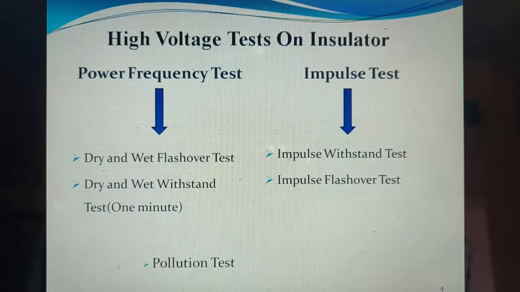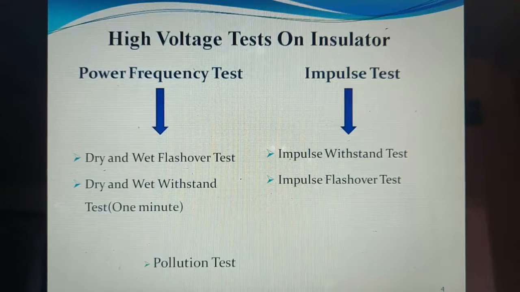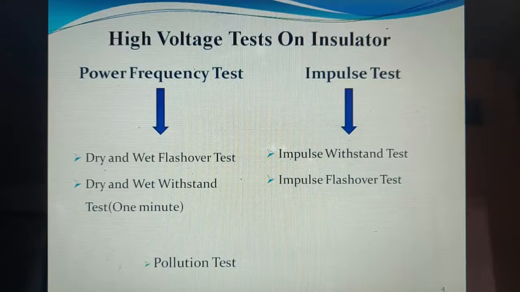Next we are going to discuss the power frequency tests. The first test is the dry and wet flashover test. In this test, AC voltage of power frequency is applied across the insulator and increased at a uniform rate of about 2% per second, starting from 75% of the estimated test voltage, to such a value that breakdown occurs along the surface of the insulator.